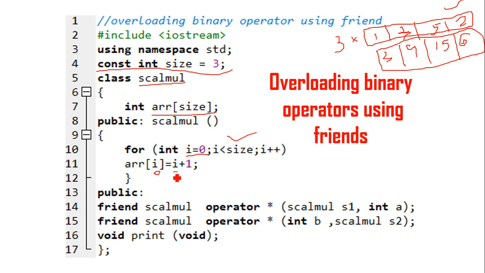So I with 0 means this will be 0. So 0 plus 1, 1. So 1 value will be loaded to array of 1. Array of 0. So that will be like this 1.